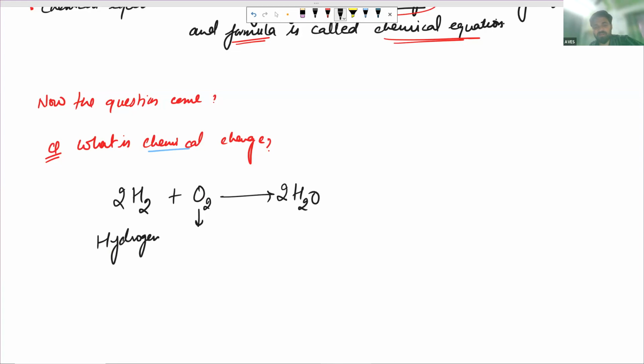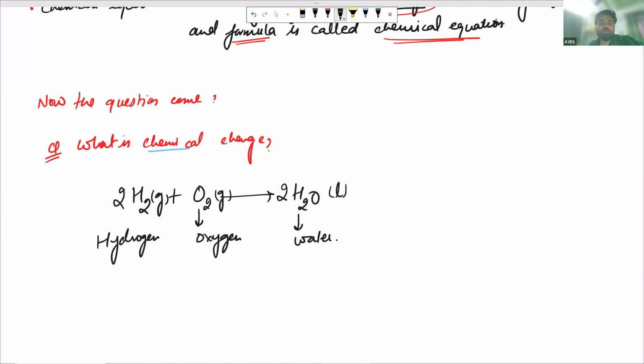Hydrogen gas. This is oxygen gas. And this is water. This is gas, this is also gas, and this is liquid. You know that this is hydrogen gas, this is oxygen gas, and this is water.